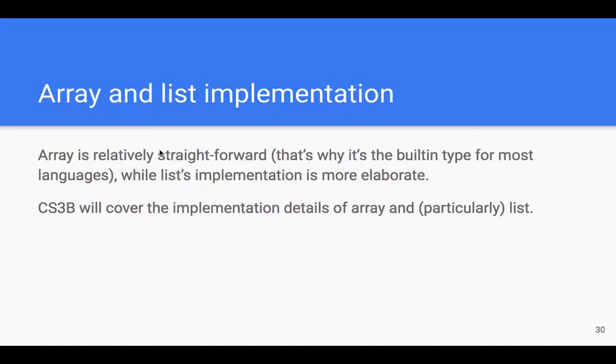But anyway, so array is relatively simple, and that's actually why it's a built-in type for most languages. And well, list is definitely more elaborate, but again, it's more powerful and more versatile. I'm just gonna leave it to CS3B to cover how a list and an array are implemented.